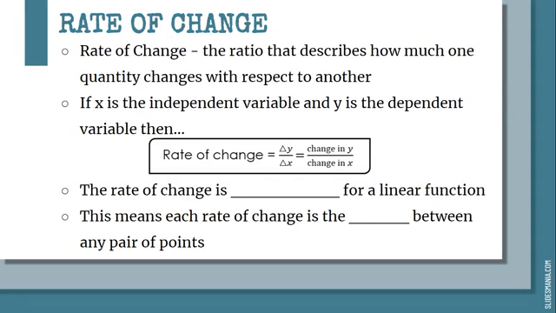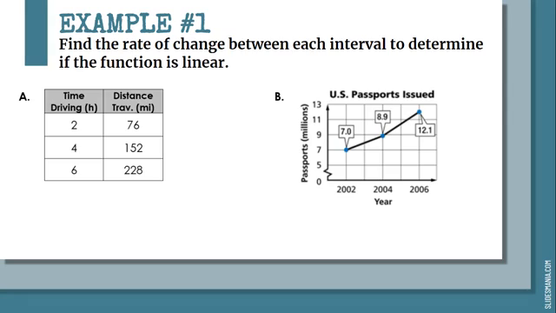So we're always going to put the change in y in the numerator over the change in x in the denominator. So the rate of change, remember, is constant for a linear function. That means every single rate of change between every single set of x and y values has to be constant to be a linear function. And this means that each rate of change is the same between any pair of points. So, it says find the rate of change between each interval to determine if the function is linear.